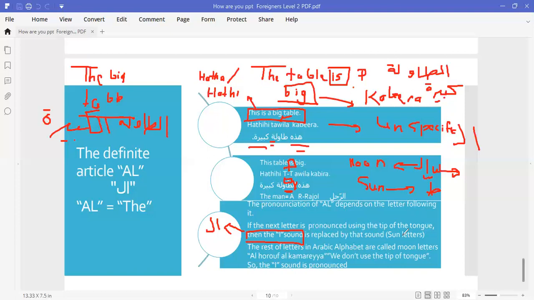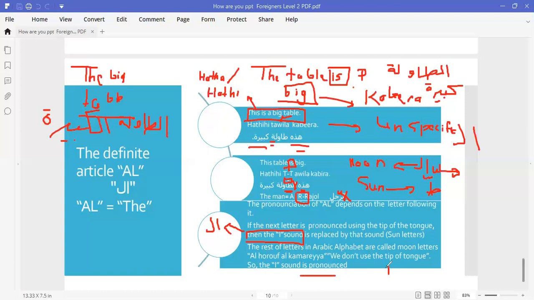For example, the man. The is al. Man is رجل. Notice here, ra, is it a sun letter or a moon letter? It's a sun letter. So here we need to say الرجل. Notice here, I didn't pronounce L. الرجل. Why did I put R two times? Because we have shadda. Okay? If the next letter is pronounced using the tip of the tongue, then the L sound is replaced by that sound. All the rest of the letters in the alphabet are called moon letters, which is al-huruf al-qamariya. Here we don't use the tip of the tongue, so the L sound is pronounced.